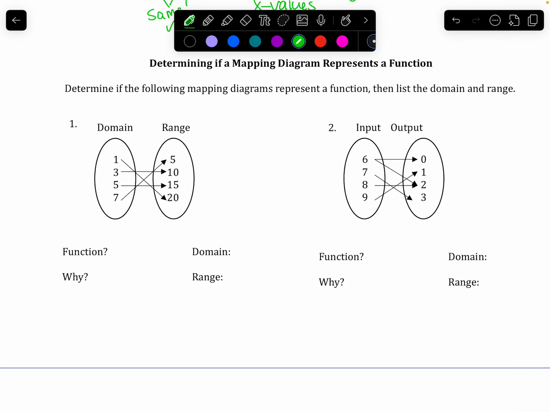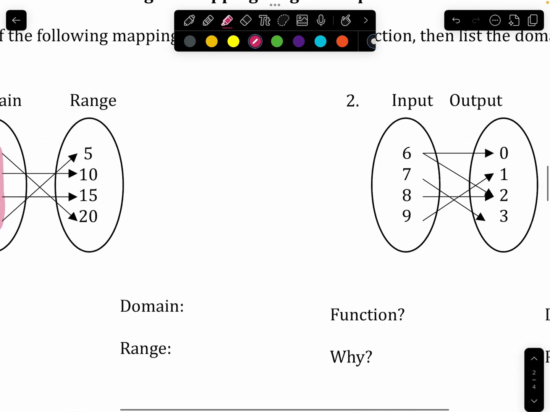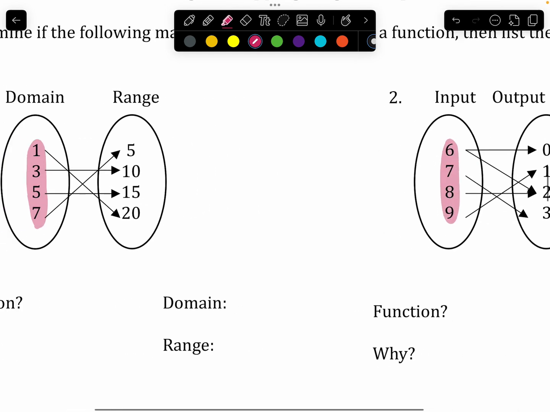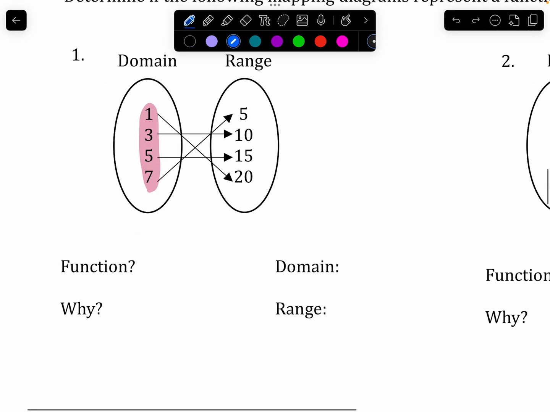All right, now determining if a mapping diagram is a function or not is going to be the same thing that we just did. We're really focusing on the domain values, but in a mapping diagram, we are trying to ensure that each of these x values only has one arrow coming out of it. So if you look here, 1 only maps to 20, which is good. 3 only maps to 10. That's good. 5 only maps to 15. That's good. And then 7 only maps to 5. That's good. I technically do not have any repeating x values, so we would say yes, this is a function.